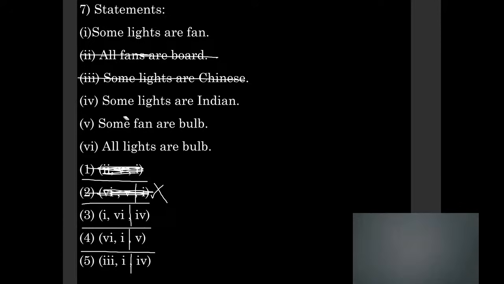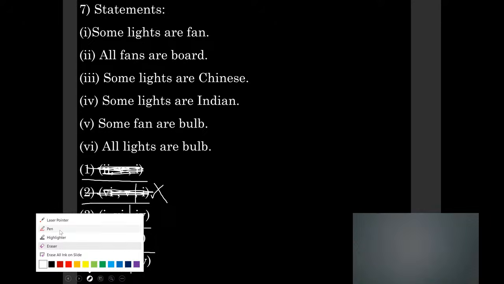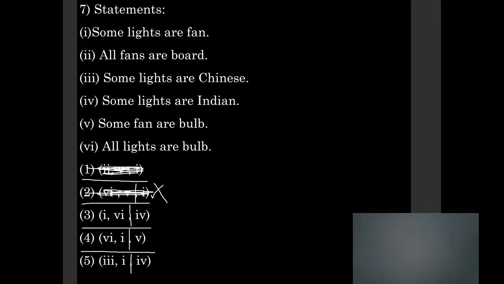Okay, the third option means you should consider 1, 6, and 4. You should not consider the other ones except 1, 6, and 4. You should eliminate all the other statements. The fifth one is eliminated. The second and third are eliminated because we should take only 1, 6, and 4.